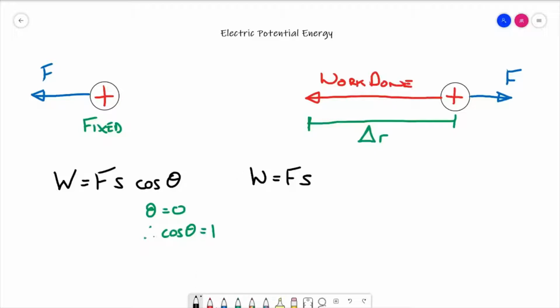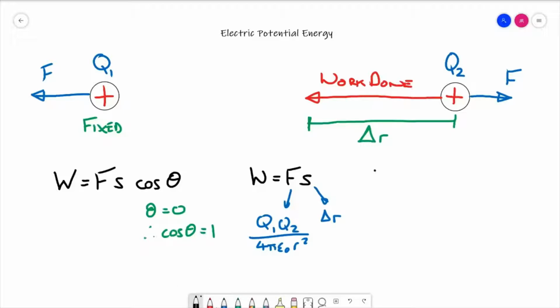We can now start plugging terms into this equation. We have, for force, Coulomb's law, Q1 Q2 over 4 pi epsilon naught r squared. We might as well label the left hand one as Q1 and the right hand one as Q2 in order to save the confusion there. And our displacement, the way that we've defined it here, is delta r.